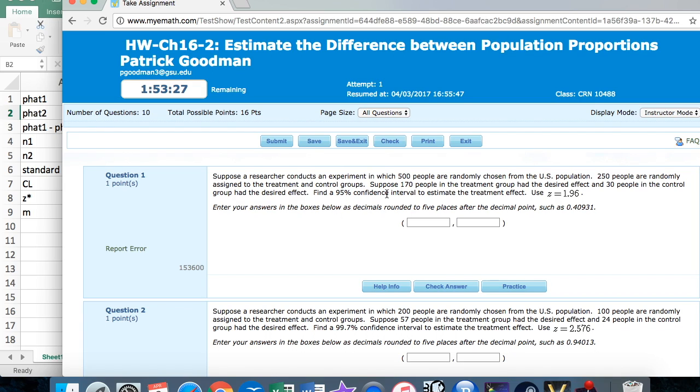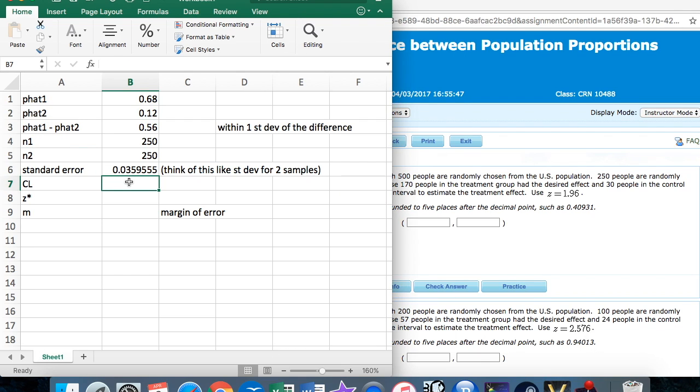Use a 95% confidence interval to estimate the treatment effect. Z equals 1.96. Okay, so my confidence level is 0.95, right? You can find your alpha and then manually compute your z, but a lot of times they give it to you, so we'll just use it. 1.96. And now I need my margin of error.